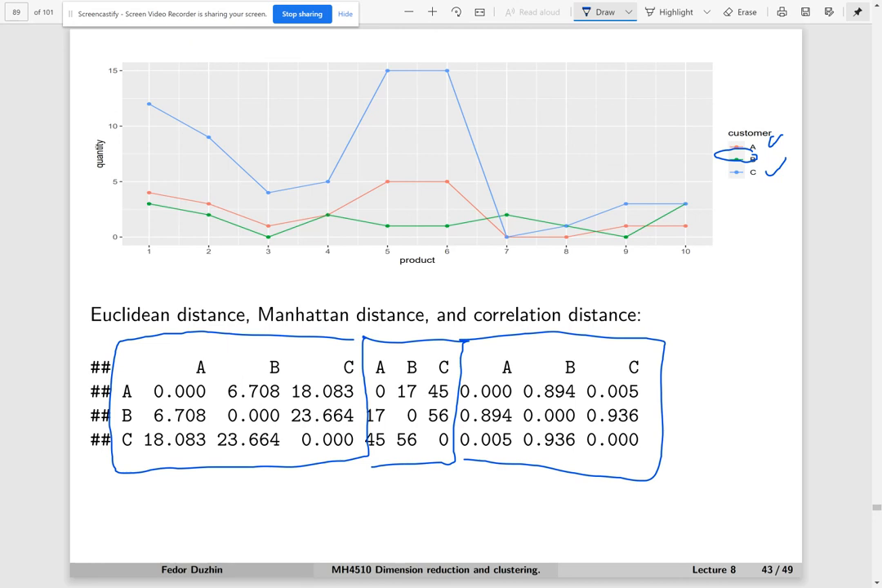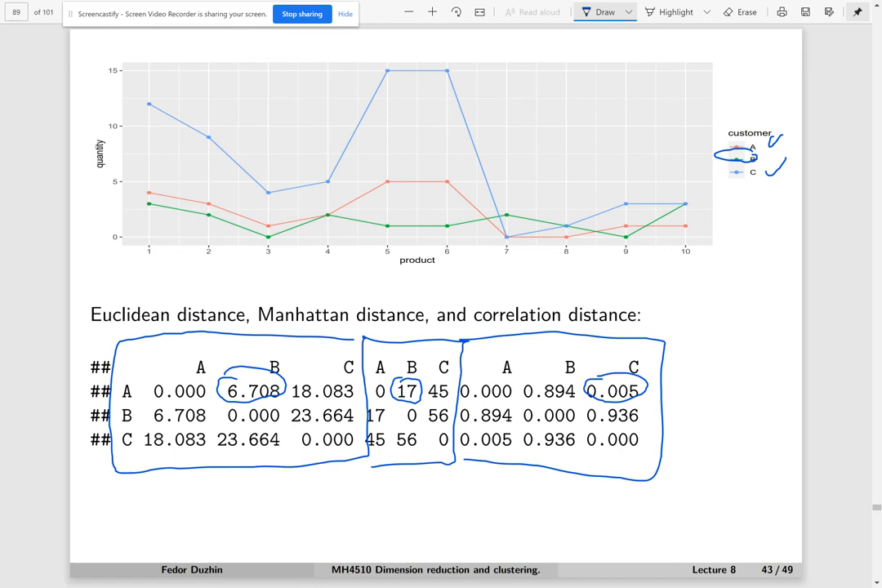And notice that if you look at the Euclidean distances, then the customers that are most similar to each other will be A and B. So the smallest distance is between A and B. If you look at Manhattan distance, then the distances themselves are going to be different, but it is still A and B that are near each other. So C is very different from both A and B in the sense of Euclidean distance and Manhattan distance. But if you look at correlation distance, then A and C are more similar and B is different from A and C, right?